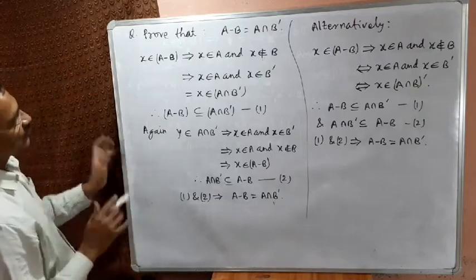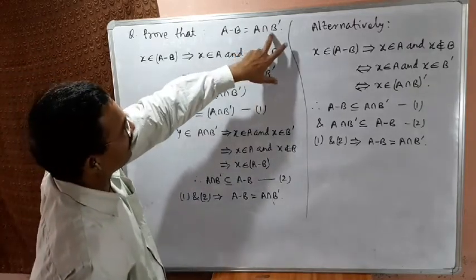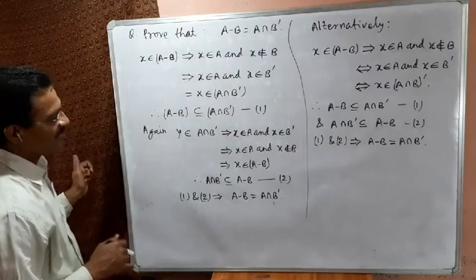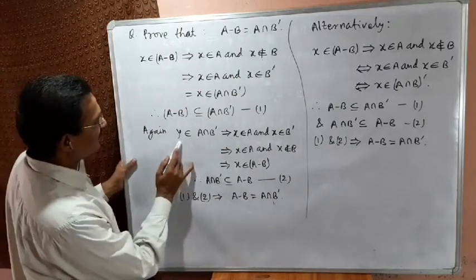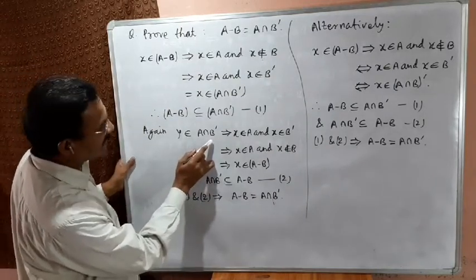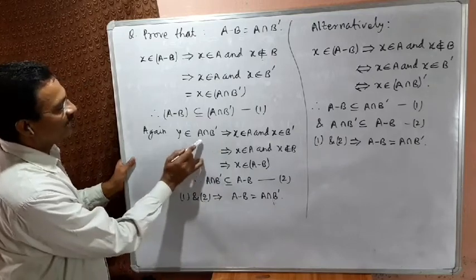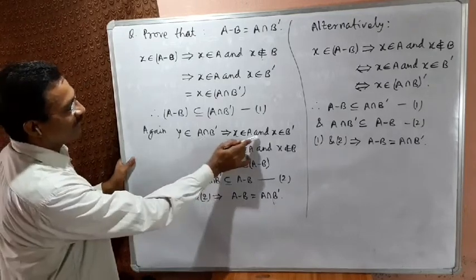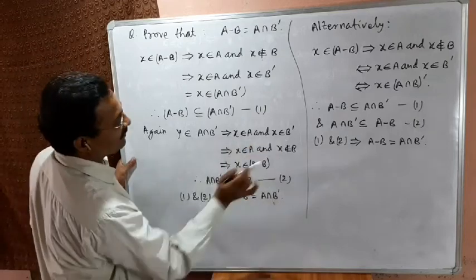Again, to show that A intersection B complement is also a subset of A minus B, we take any arbitrary element y belonging to A intersection B complement. This will imply y belongs to A for intersection and y belongs to B complement.